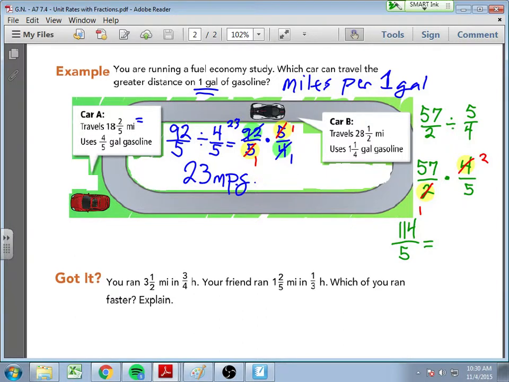114 divided by 5 is going to be very close to 115 divided by 5, but it's not quite there. 22.8. I just wanted to verify. Oh, that worked. So although they're very close, which car can go farther? Car A, it has more miles it can travel on 1 gallon.